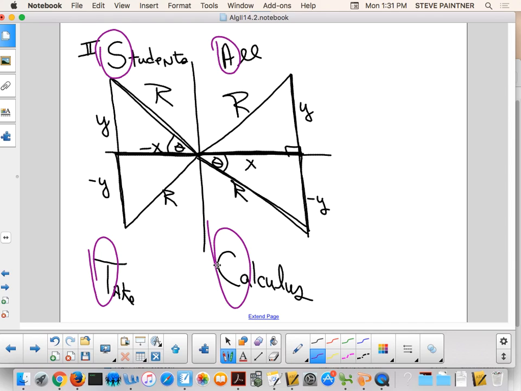Hey guys, every time I do this, and I say students, S is sine. Sine's positive here. Tangent's positive in the third quadrant. Cosine's positive in the fourth quadrant. You just have to remember this, okay? All right. Now, can we start the lesson?